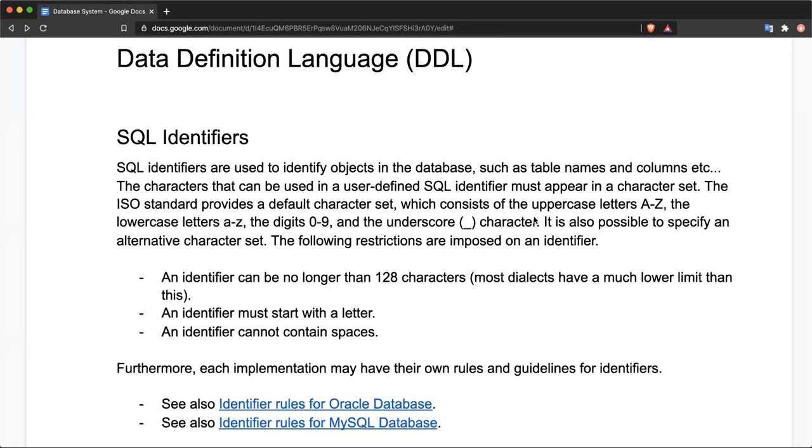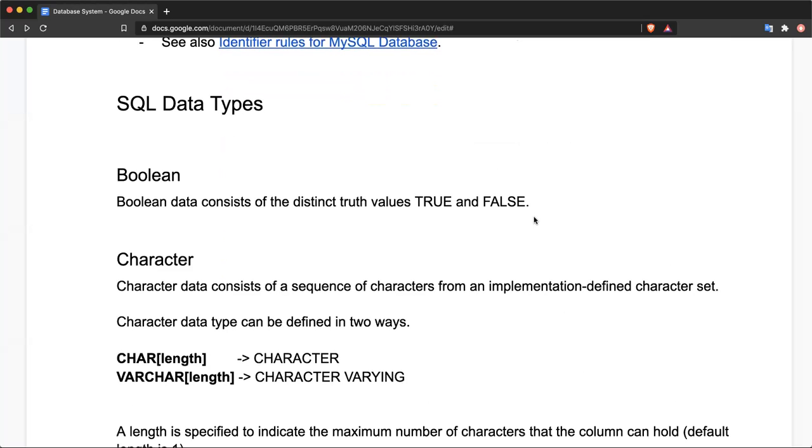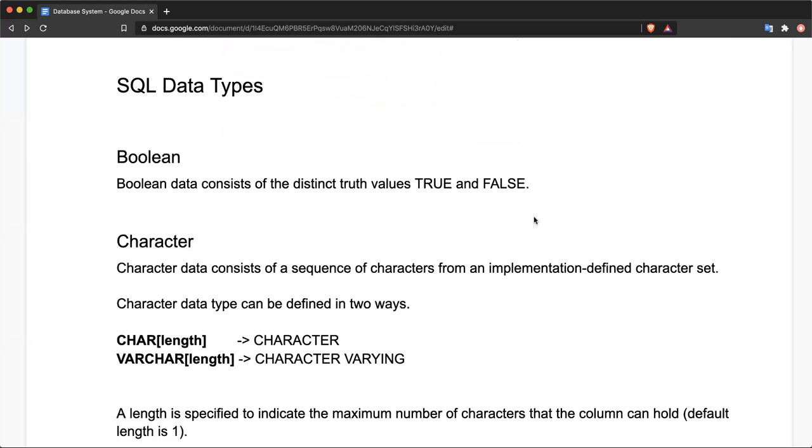Apart from identifiers, there is also the concept of SQL data types, and these data types are the type of the data that a column can hold. So we know that a table contains columns, and each column may have a certain data type, or the type of the data that can be stored in the column. SQL defines some basic data types, and the simplest one is the Boolean data type, and it can hold only two values, true and false.